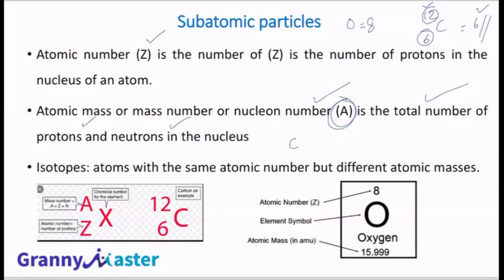For example, I'm taking two isotopes of carbon, carbon-12 and carbon-14. For the first atom, the number of protons is 6, the number of electrons is 6, and the number of neutrons is 12 minus 6, which is 6. At the same time, for carbon-14, the atomic number is 6, protons 6, electrons 6, and the number of neutrons is 14 minus 6, which is 8. What does it indicate? Isotopes differ in the number of their neutrons.